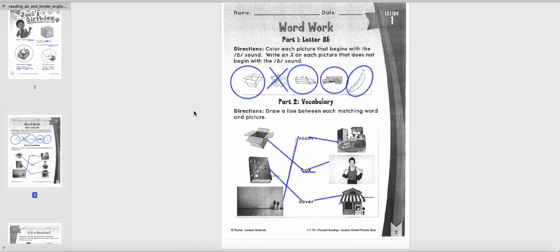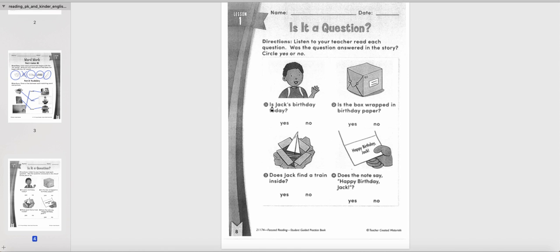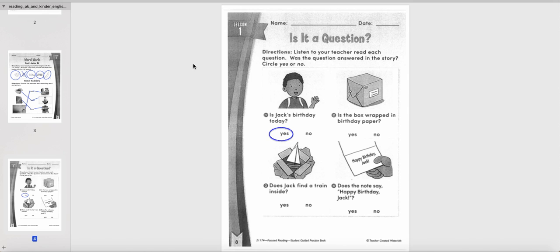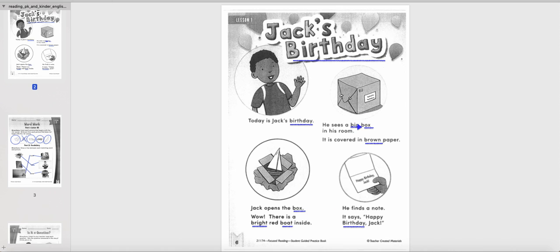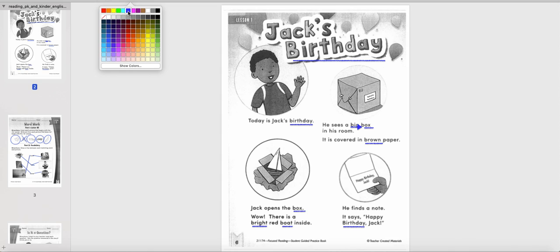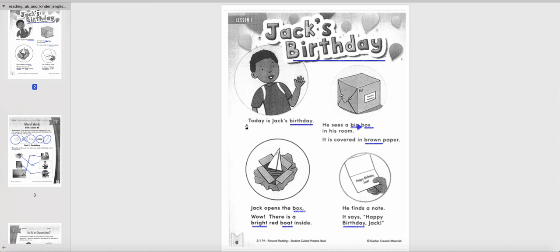So let's go back to the question. It says, is Jack's birthday today? Yes. And we can find that from the story. If we go back to the story, it tells us here, today is Jack's birthday. So this is where we found the answer for number 1.